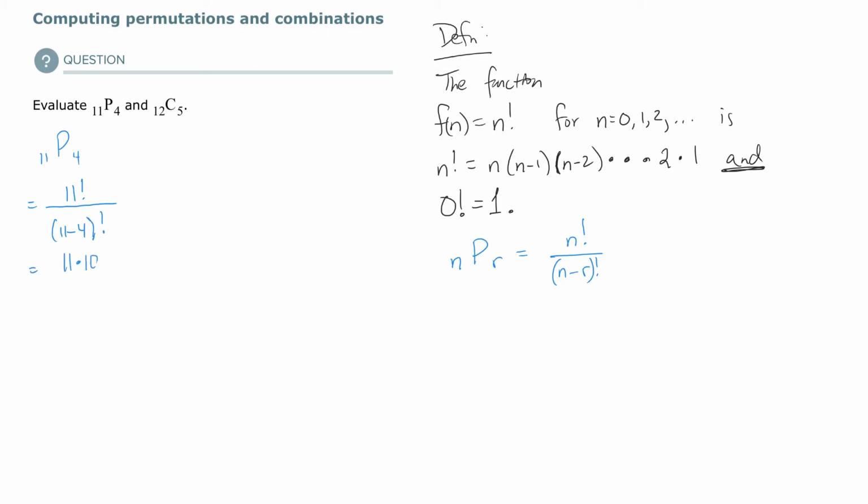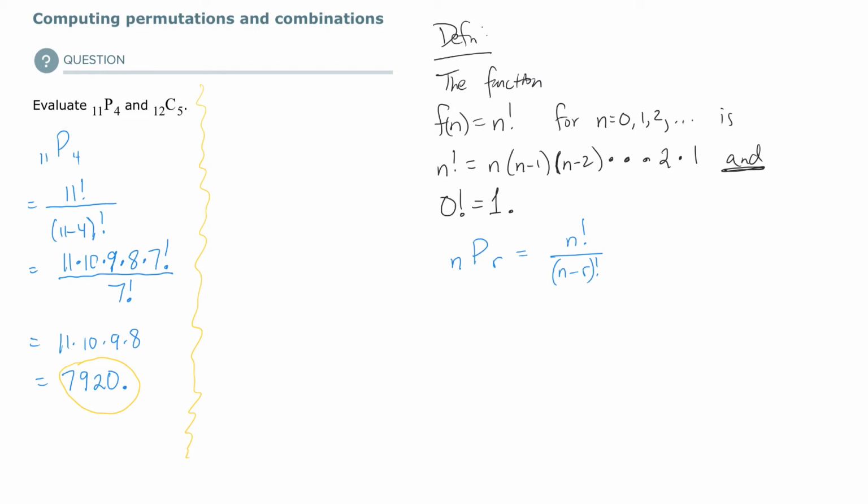11 times 10 times 9 times 8 times 7 factorial is now in the numerator, and put this over 7 factorial in the denominator. And so now we are left with 11 times 10 times 9 times 8, which of course can be done in your calculator, which is 7,920. So that's an example of this computation. Notice you don't have to perform it in a calculator right away. The thing we want to do now is simplify the expression.